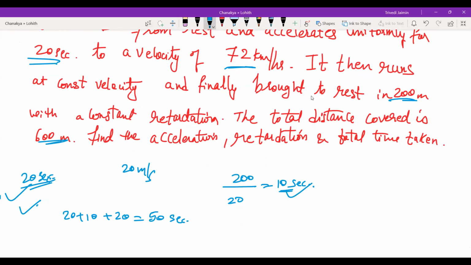So to find the average velocity, we use average velocity equals total displacement, 600, divided by 50. 12 sixes are 72, right? Average velocity is 12 meters per second.